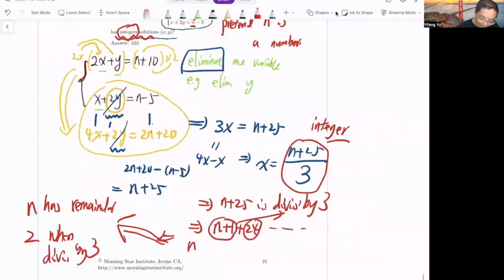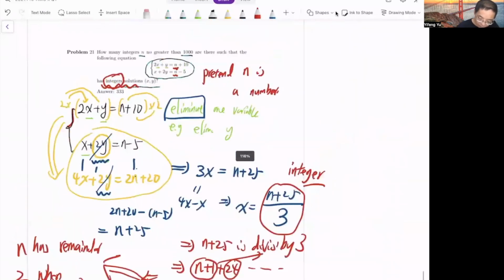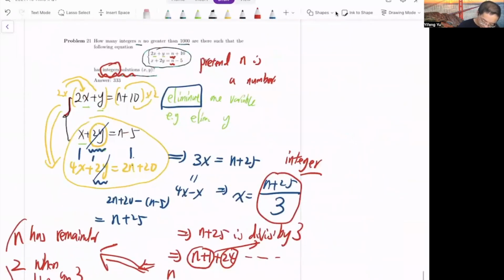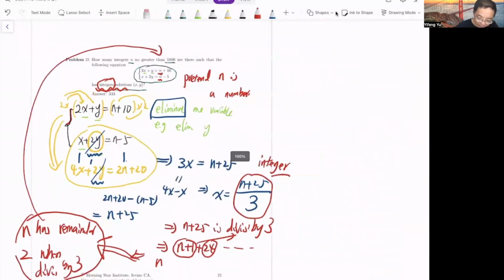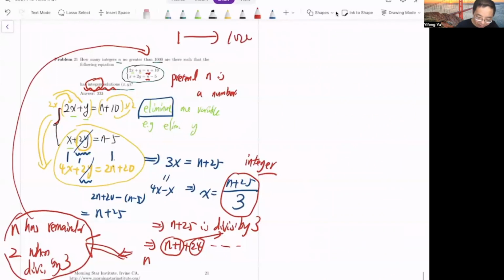So that's the requirement. All right, so now the question is reduced to: if you look from 1 to 1000, look at all those integers, how many of them when divided by 3 have remainder 2? And this is simple, right? You say, okay, it starts at 2, and then you go all the way to 998. So this is the last one.